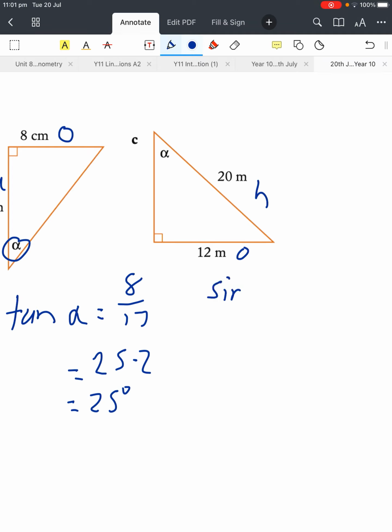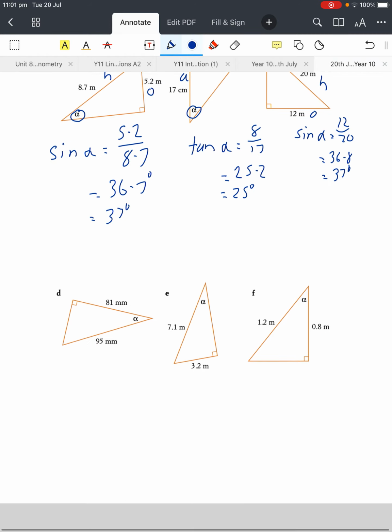Next one, opposite hypotenuse. So that's a sine question. Sine of the angle we're trying to find, in this case it's alpha, is 12 over 20. On your calculator, press shift, sine, fraction button, 12 on the top, 20 on the bottom, close the bracket, 36.8, and let's say that is 37 degrees.